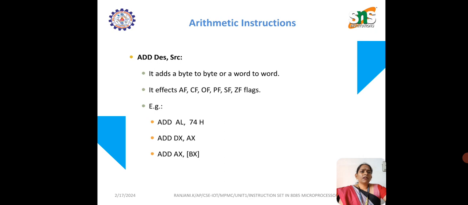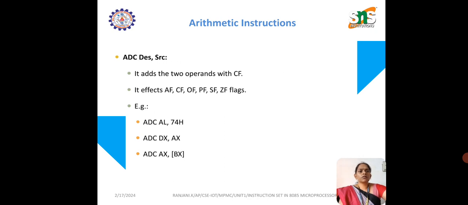Example: ADD AL, 74H means the value 74H is added to the accumulator. ADD DX, AX means the value stored in the AX register is added with the value already in the DX register. These two are examples of the addition operation.